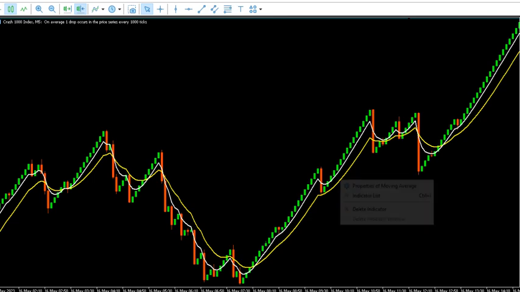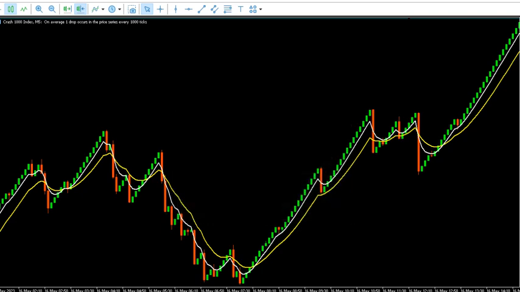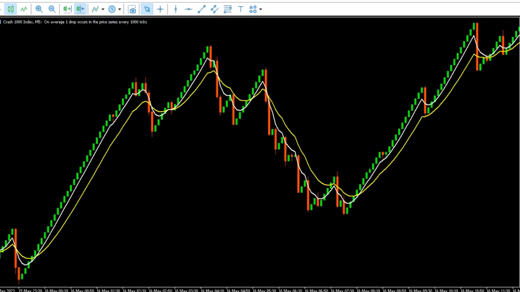The second indicator I'm using, very powerful, is 12. Exponential period 12, moving average. So once you locate moving average, apply it to period 12 and use your method as exponential. Not simple, not linear weighted, not smoothed. Please use this one. That is what I am using. It's an opportunity for one to make money.